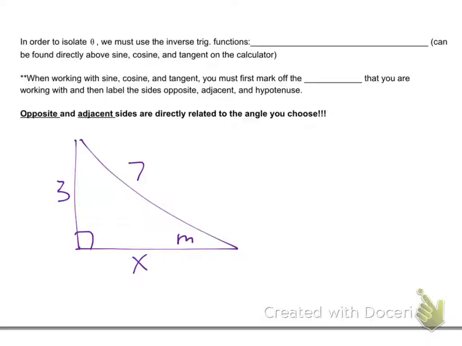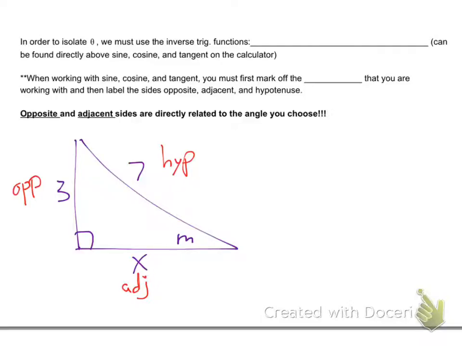And so, let's look at M. If I'm looking at M, or from M's perspective, 3 is considered the opposite. I'm going to change colors and write that on there. Guys, I would highly suggest that you do something like this for the first couple problems, because that way you're less likely to make mistakes. And 7, we will call the hypotenuse, and X would be adjacent. Is everybody following with that? Okay. So those are your sides from angle M.